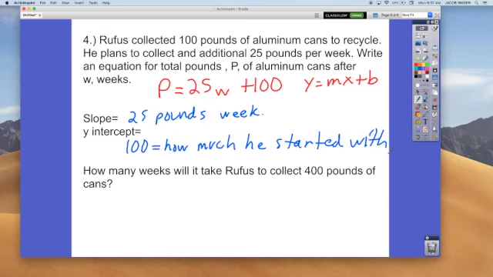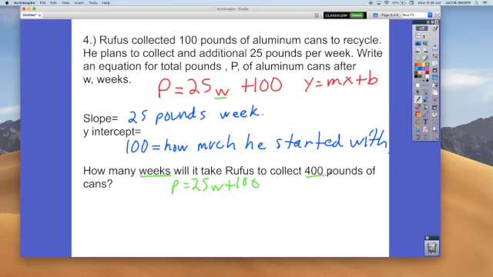Okay? Now, just like all the other ones, we've got a question that we've got to answer now. How many weeks will it take Rufus to collect 400 pounds of cans? Now, look back at my equation, but think about where this is going to be plugged in at. We're looking for weeks, so I don't know what the W is going to be. So my equation, I'm not going to put in for W this time.